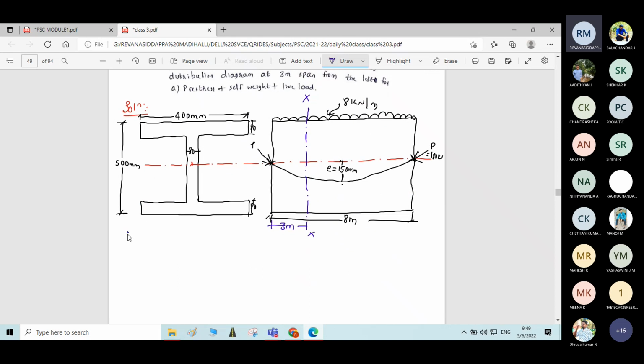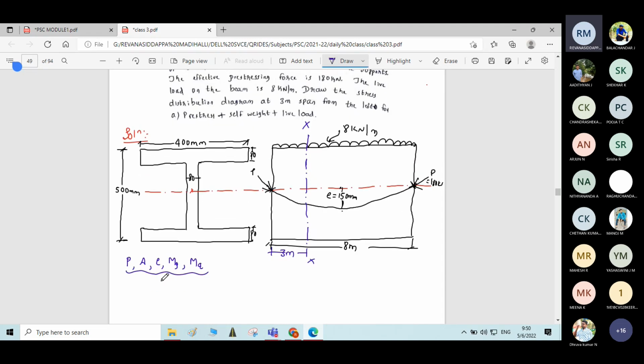Okay, what are the things we need? We need prestressing force, we need cross-sectional area. Correct? Then what else we need? We need eccentricity. Correct? Then we need moment due to dead load Mg, we need moment due to live load Mq. All these things are required to calculate resultant stresses at any section, whether it may be 3 meter from the left support or 6 meter, whatever. Okay, first we need to calculate all these parameters. Okay, now let us calculate one by one.